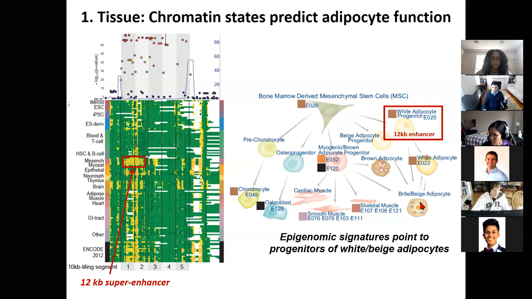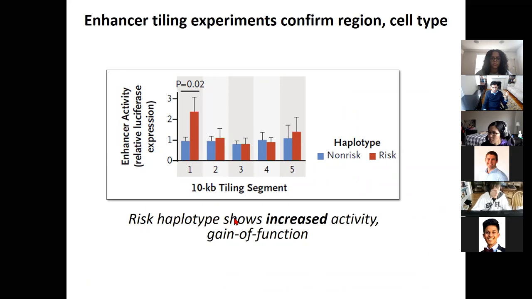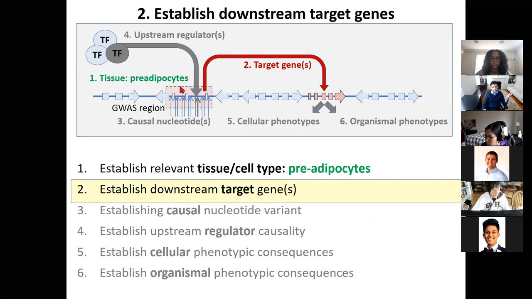So we then ask, well, is the risk haplotype actually showing increased activity or decreased activity? And what we found is that the risk haplotype shows higher enhancer activity, suggesting a de-repression in the risk individuals. That was the first step, finding out what is the tissue where it acts, and we found pre-adipocytes.